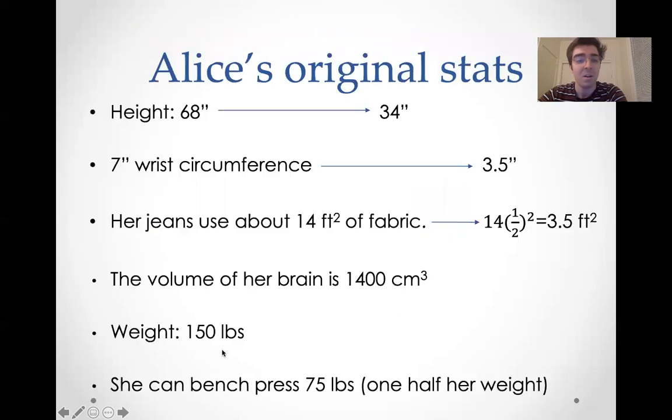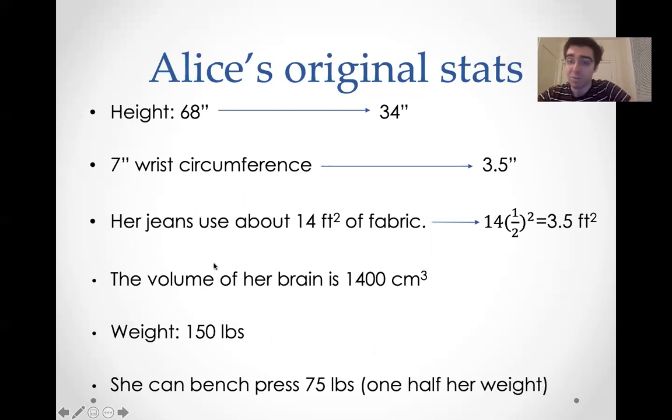So for her jeans, if we want to figure out how much fabric her jeans take up now that she's shrunk, that's a 2-dimensional thing we're talking about. It's the jeans that's covering her legs. So 14 times 1/2 squared is 3.5 square feet. Because we are dealing with area, which is a 2-dimensional measure, we actually have to multiply by 1/2 not once, but twice. What about the volume of her brain?